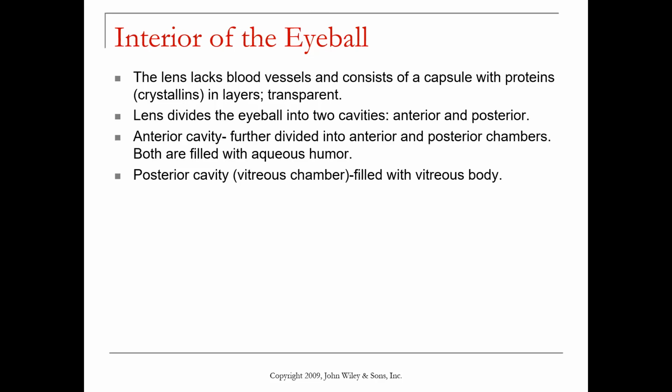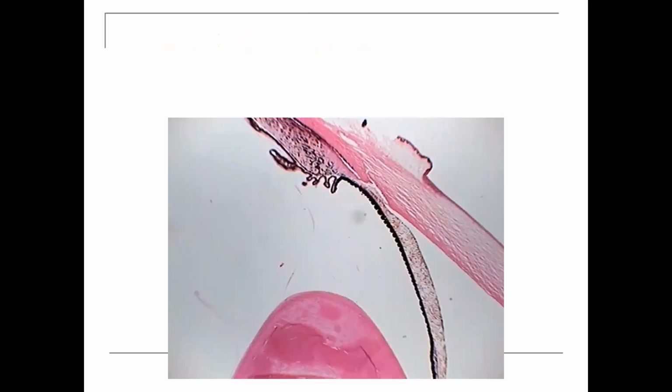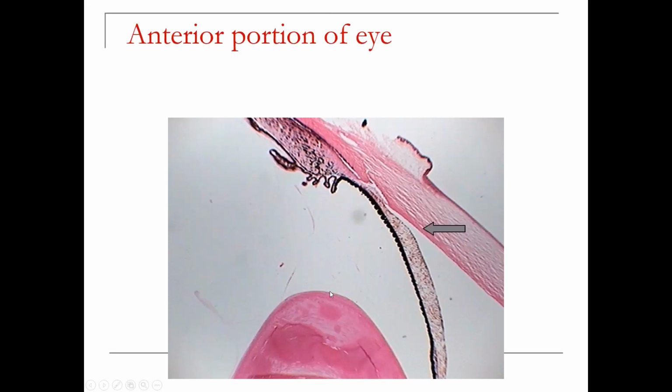Now, the posterior chamber, it's like jelly. It really is. Okay, looking at the lens, this is the lens down here. We can see the anterior cavity up here, and this is the posterior cavity or posterior chamber behind us. There's the cornea right there. There's the iris right there. There's our lens.